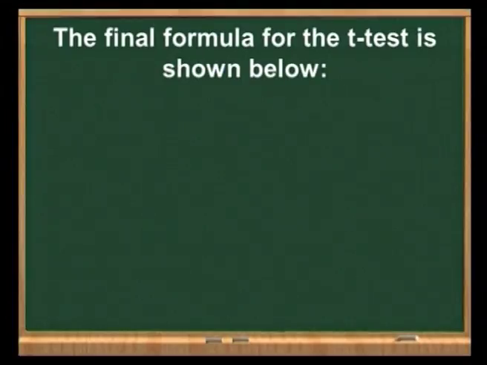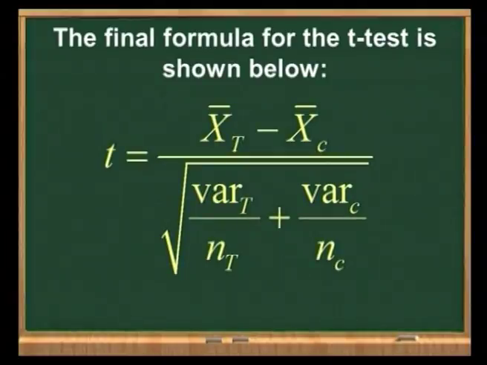The specific formula is given below, that is, standard error t is equal to mean of t minus mean of c, divided by the square root of variance of t divided by n of t plus variance of c divided by n of c. The t value will be positive if the first mean is larger than the second and negative if it is smaller.